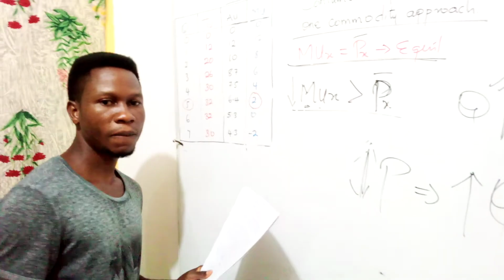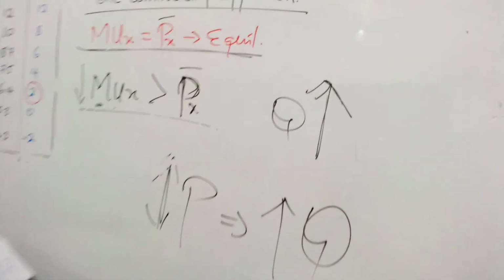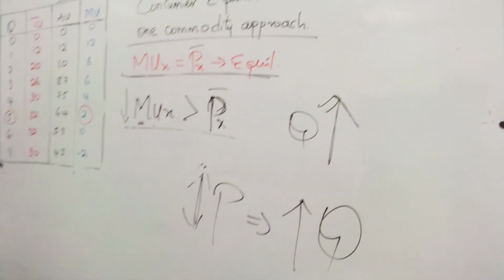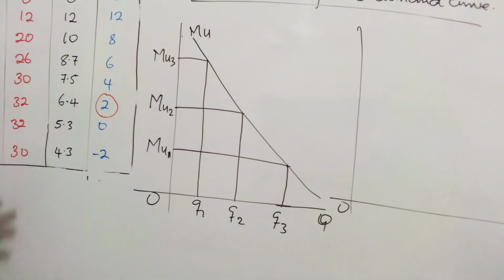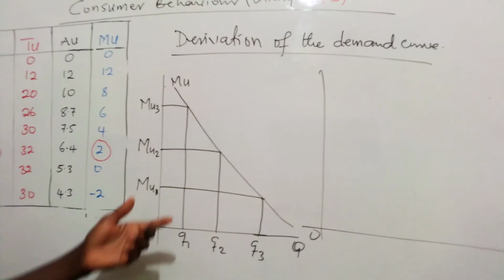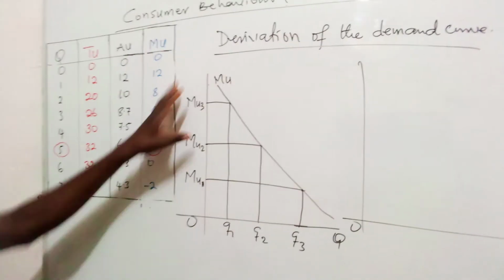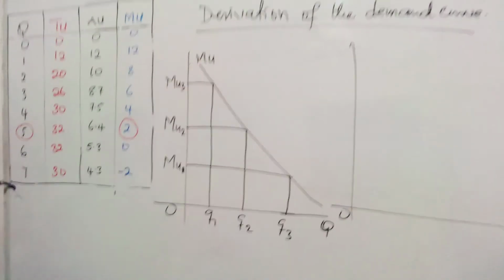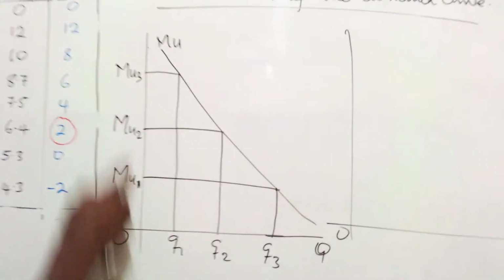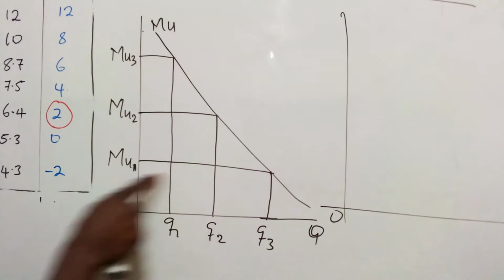Is that clear? Okay. So from this, we want to look at the derivation of the demand curve. That is what we want to look at now from the principle that we have explained. Now this is the marginal utility. From the graph we draw, that's the marginal utility. So higher marginal utility, lower quantity. So if we want to decrease marginal utility, we increase the quantity. So we decrease and then we increase quantity to this level.